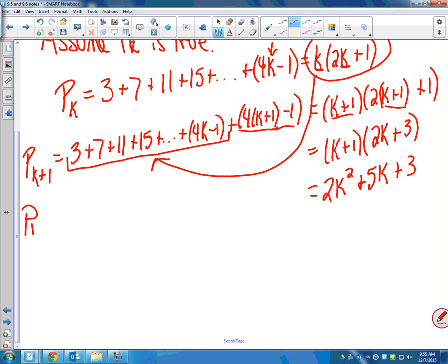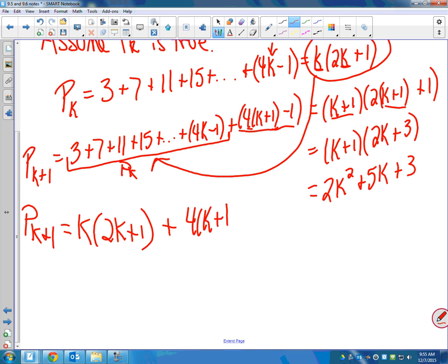I'm going to say p sub k plus 1 equals, instead of all that, what I know it adds up to. It adds up to k times 2k plus 1. That only takes care of the p sub k part, right? Because that's just p sub k. And then I'm going to add that extra term. So the extra term that we didn't add up yet is the 4 times k plus 1.